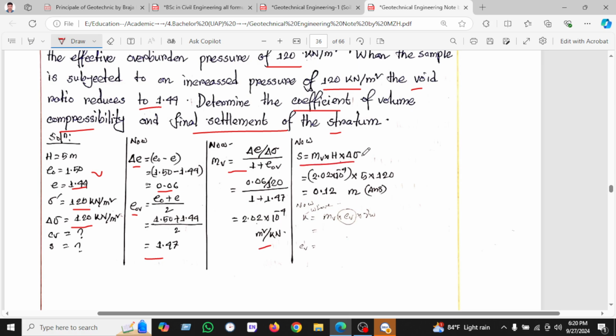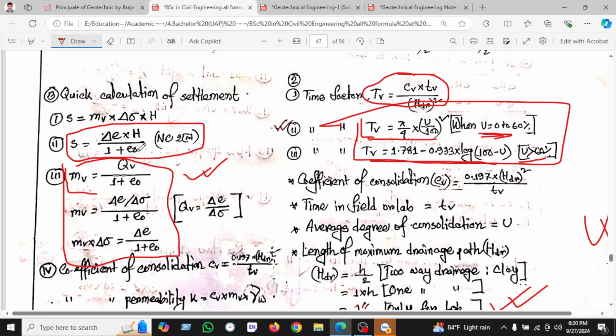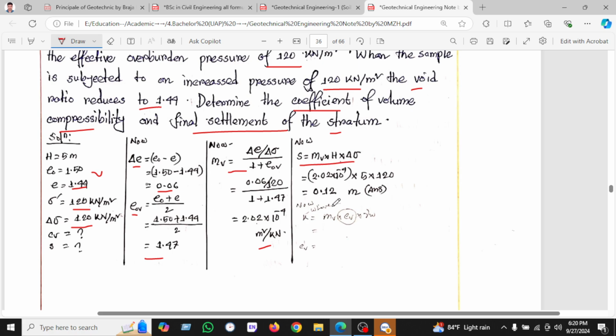And the settlement, we know the settlement equals this. If we go to the settlement formula here, the first formula is settlement equal to Mv delta sigma into H, and putting in these values, we found 0.12 meter.